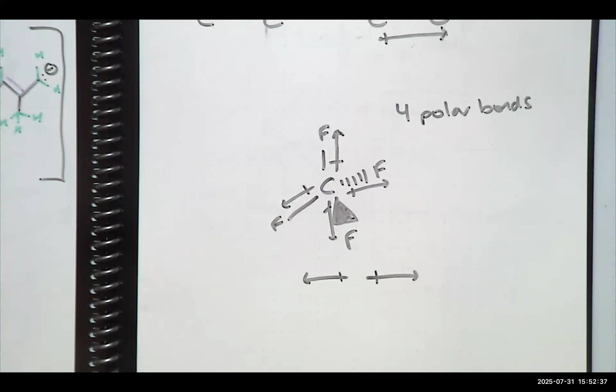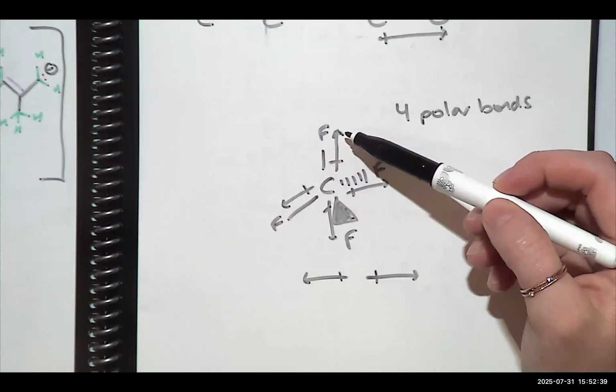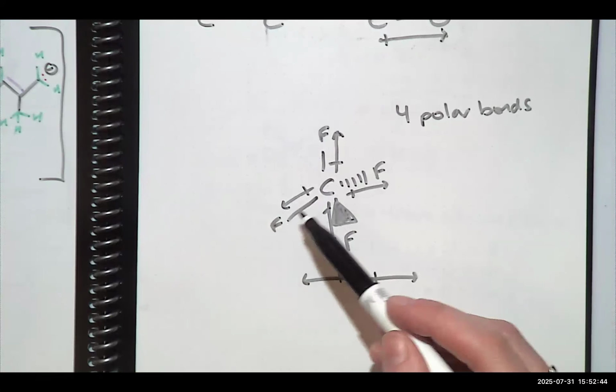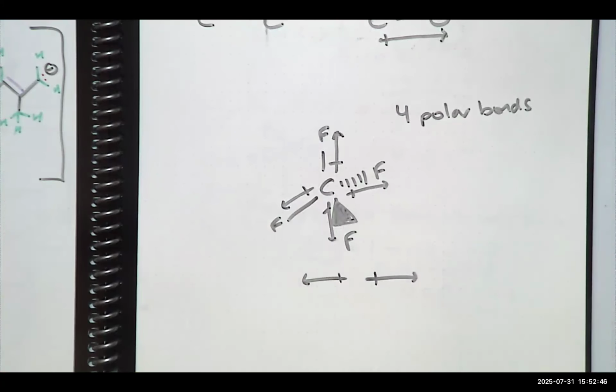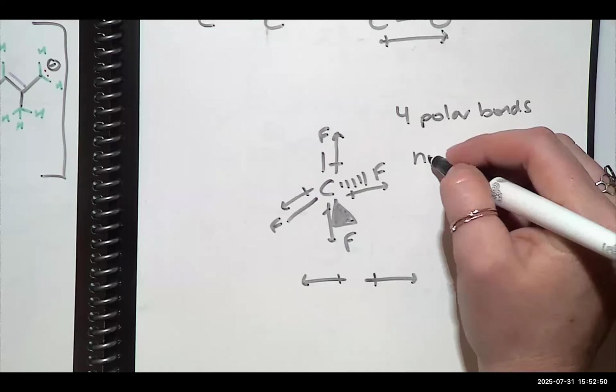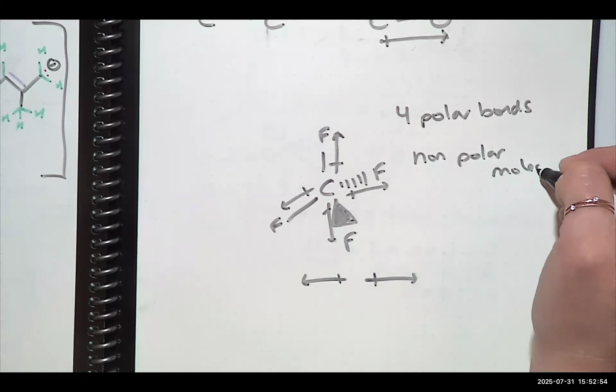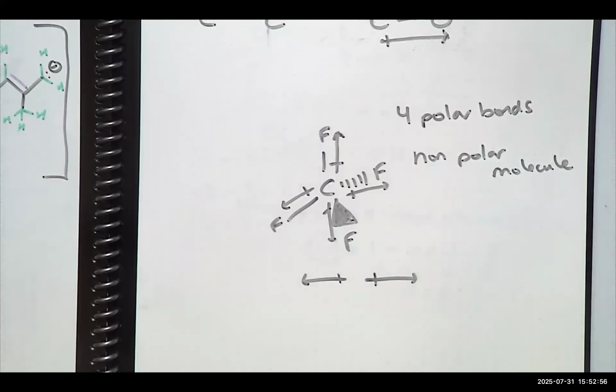So that happens here where, in the tetrahedral shape, this fluorine is canceling out the pull of this fluorine, and same thing here. So even though in theory you would expect there to be 4 polar bonds here, this is overall a nonpolar molecule. So polar bonds does not always equal polar molecule.